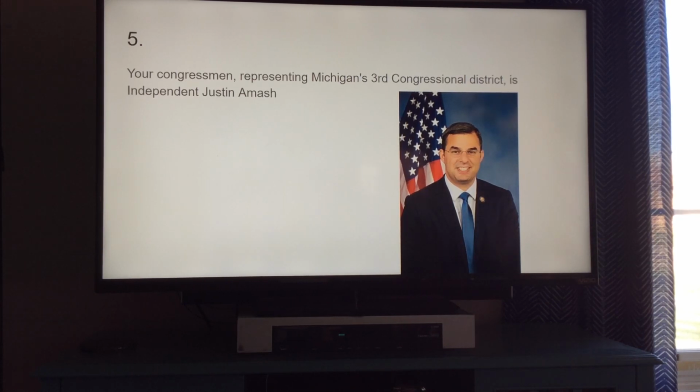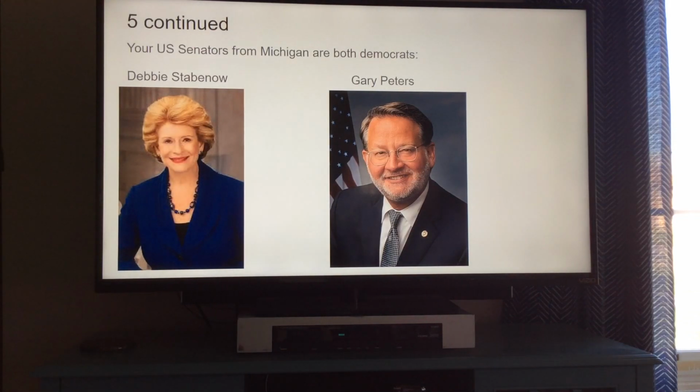So that's your congressman. And then there are 2 Michigan U.S. senators, like there are from each state. They're both Democrats, Debbie Stabenow and Gary Peters. Debbie Stabenow narrowly won re-election a couple years ago, and Gary Peters is actually up for re-election this year. So that could change as of the beginning of 2021, depending on how the elections go this fall. But for today, these are the 2 people.